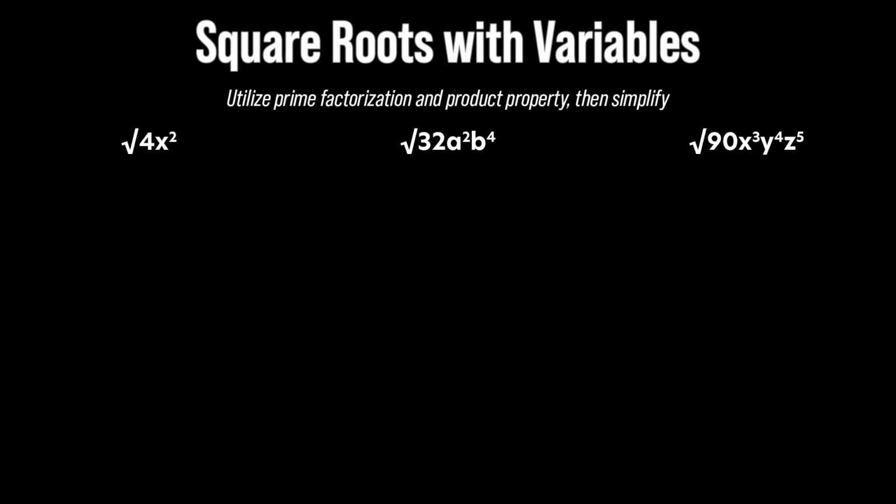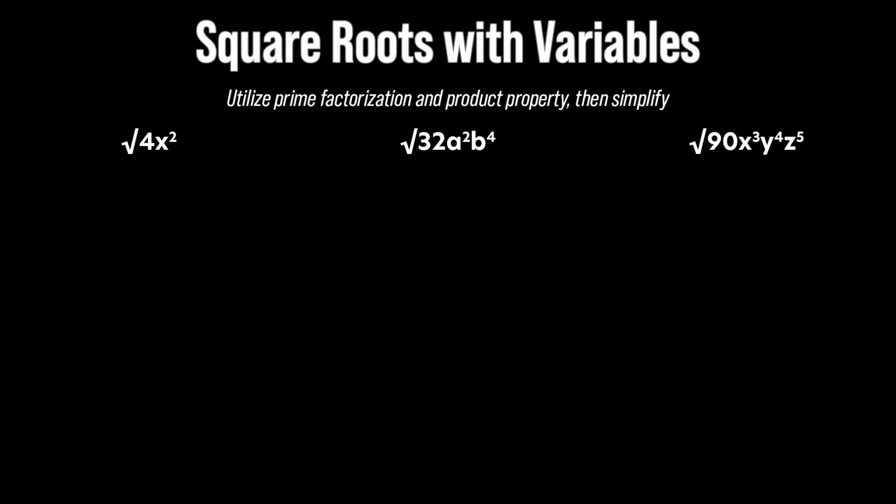Today we're going to learn about square roots with variables, and more importantly, how to simplify these expressions. Utilize prime factorization and product property, then simplify. So prime factorization is simply breaking up these expressions into smaller parts.